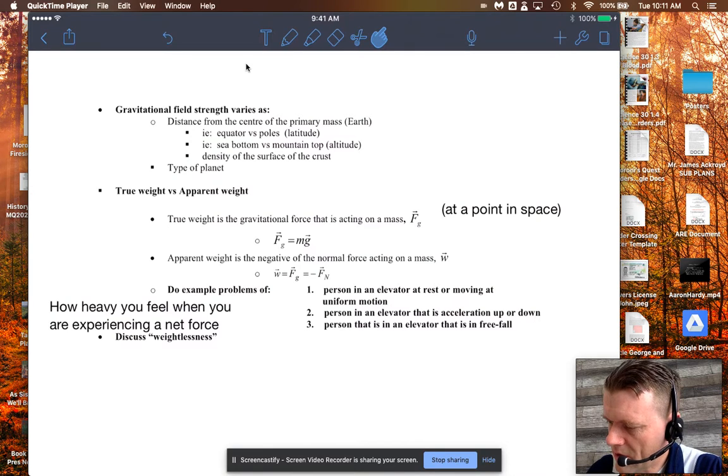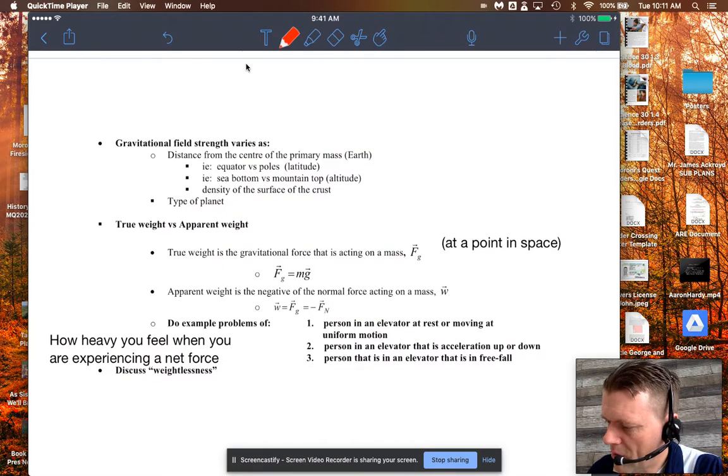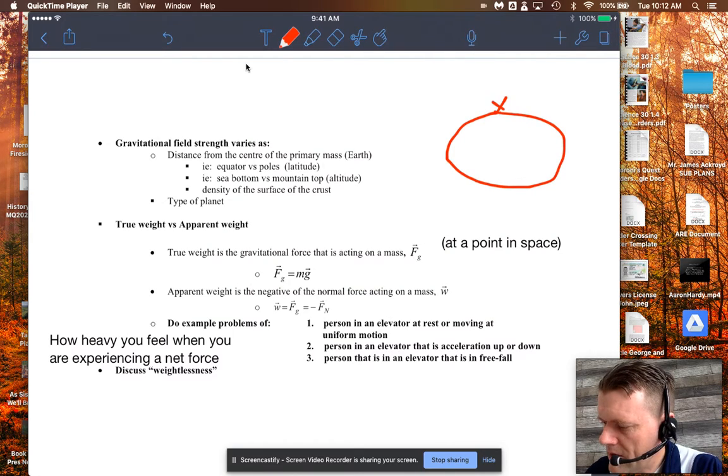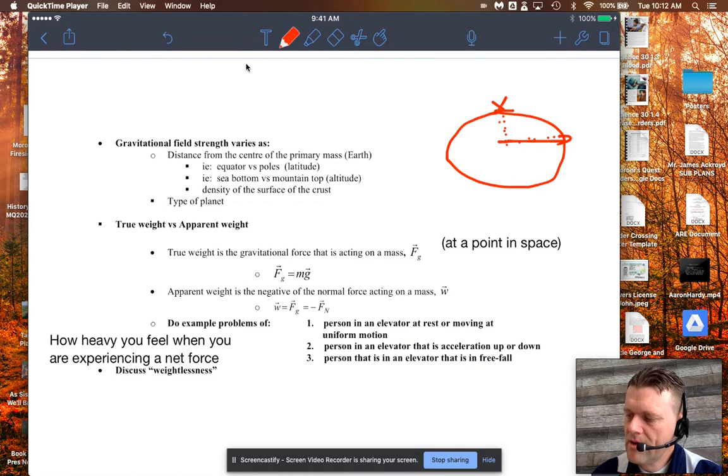If you can imagine the Earth looking more like an oblong shape like this, okay? If you're at the North Pole, the distance between you and the center of the Earth is less than it is when you go towards the equator. It's almost more of an ellipse. So that distance there is longer than this distance here, which means that the force of gravity is stronger at the North Pole.